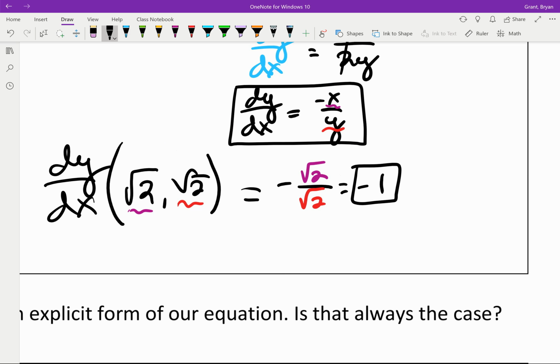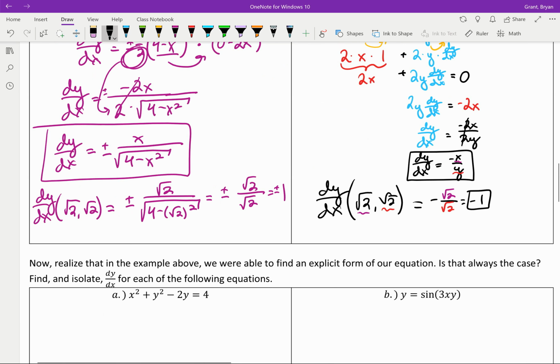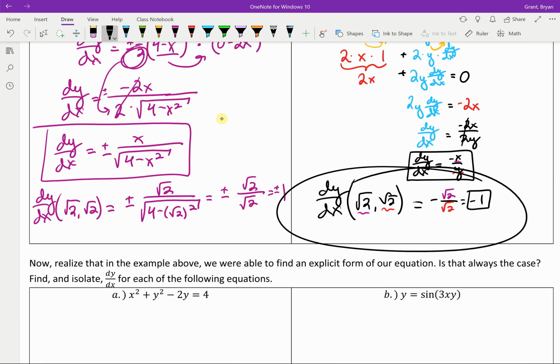Cool. So what does that tell us? Well, it tells us at the point square root of 2 comma square root of 2, the slope, the derivative, the instantaneous rate of change is negative 1. Now think about what we did here. Which one of these would you have rather done? To me, I almost certainly would have rather done this one. Of course, we did get the same answer.